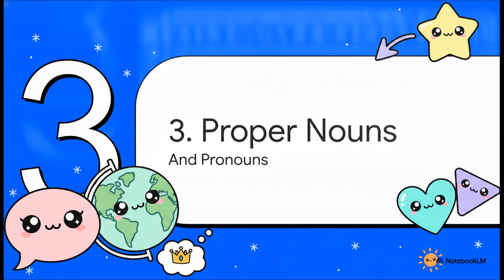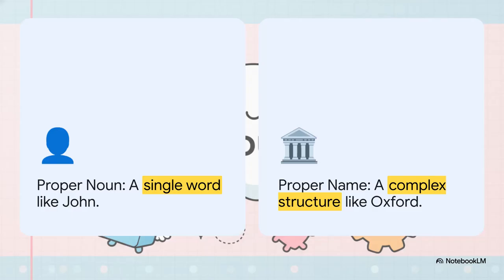All right, Section 3, Proper Nouns and Pronouns. Let's clear up something that constantly trips up advanced learners when dealing with specific, unique entities. We have to contrast a proper noun with a proper name. A proper noun is just a single, unanalyzable word acting entirely alone as a head, like John or London. A proper name, however, is a complex syntactic structure. It's a full phrase containing internal elements like determiners or prepositional phrases, but it acts as a singular, specific designation, like the University of Oxford. Recognizing this structural distinction is a real game changer for your grammatical precision.